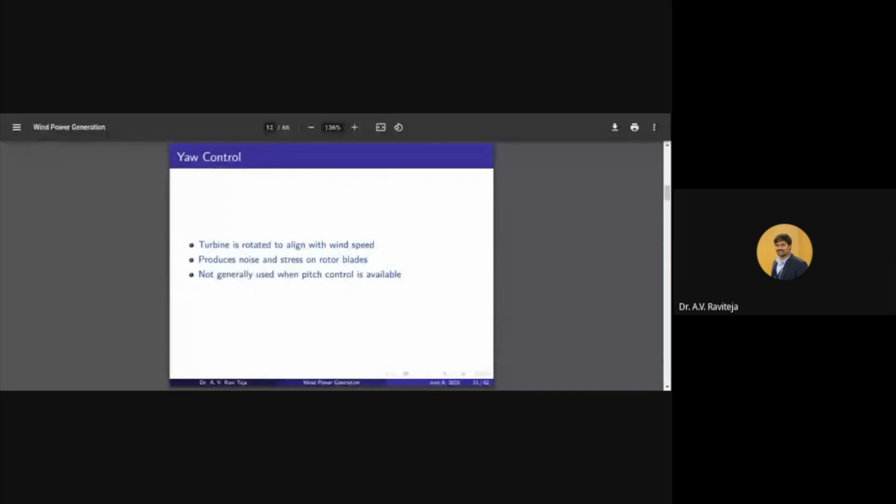Okay. There is another kind of control called yaw control, which is not used frequently, but is used especially in small rated wind turbines. Here, the turbine as a whole is rotated to align with the wind such that lift force is maximized. So rotating the whole turbine from the ground is a bit complicated, and it requires costly motors to achieve the same, and is especially not preferred in very large scale installations.